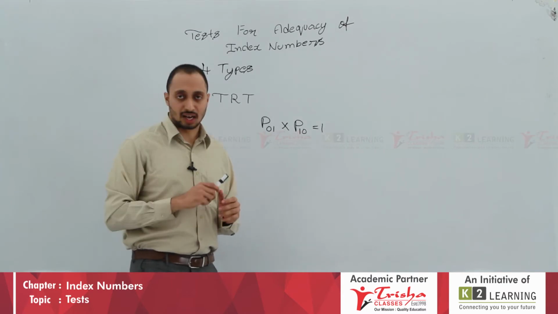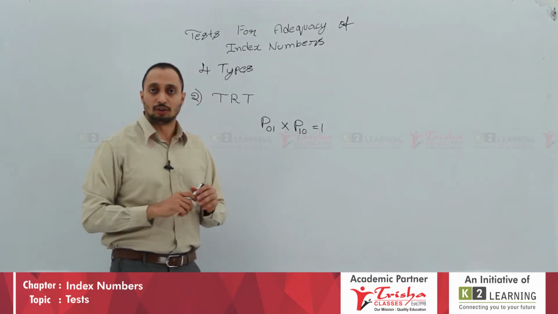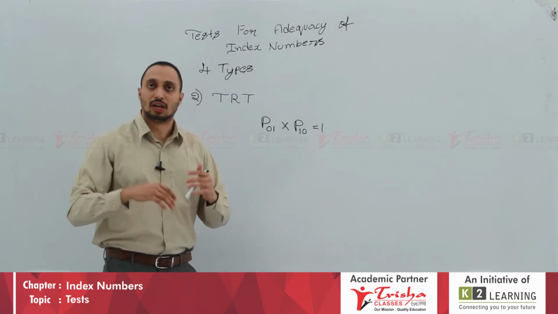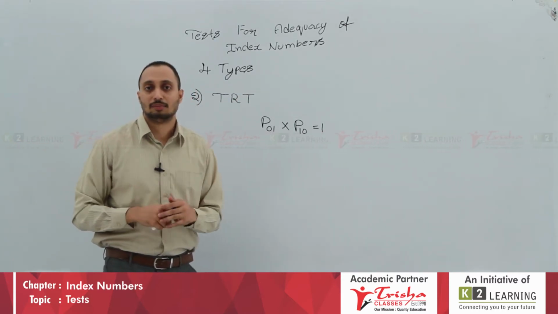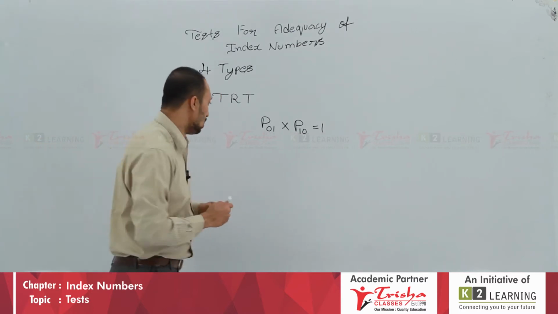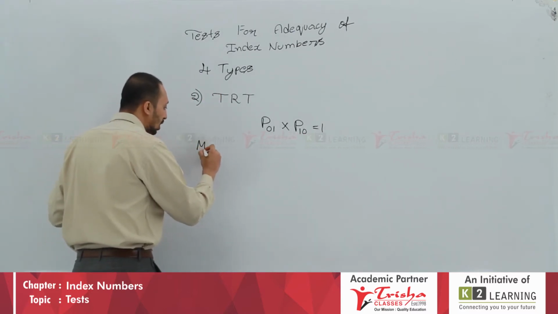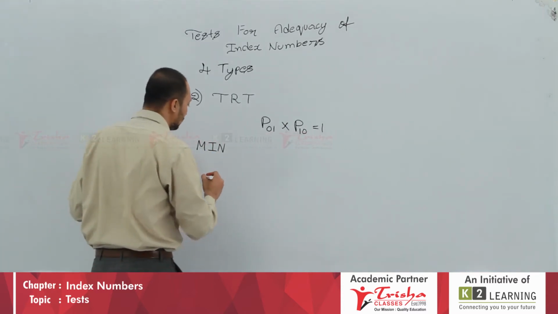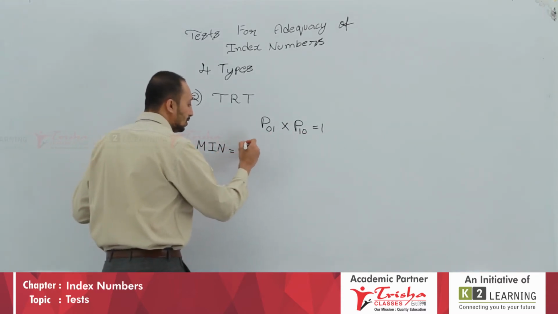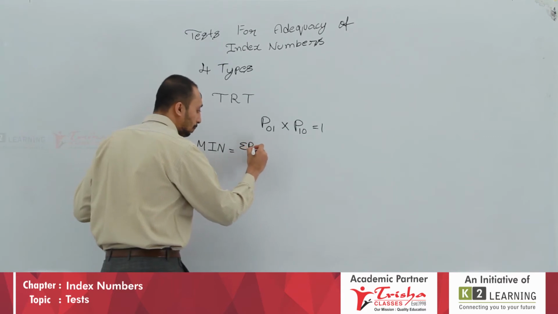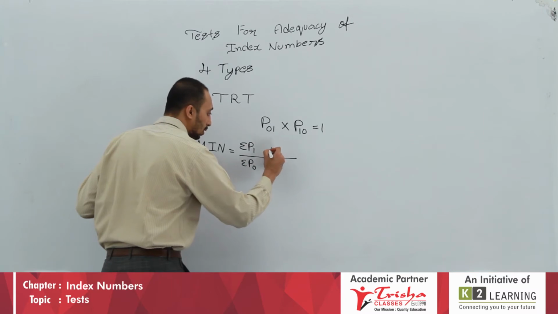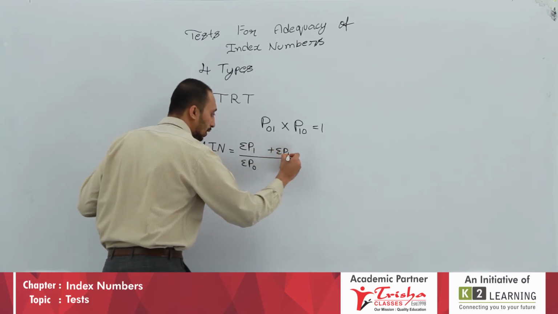You may be asked how to check whether a formula will pass the time reversal test. Let's take an example. Let's take the Marshall-Edgeworth index number. What is the formula of the Marshall-Edgeworth index number, or in short, MEI? Summation P1 divided by summation P0. Hope you remember: summation P1 divided by summation P0.